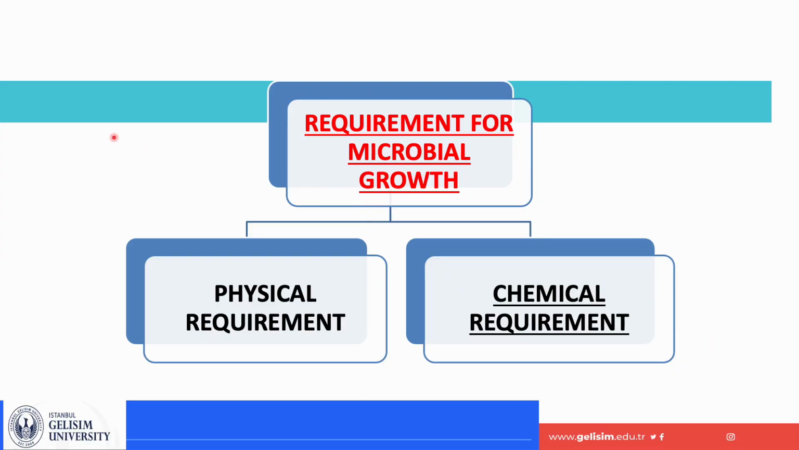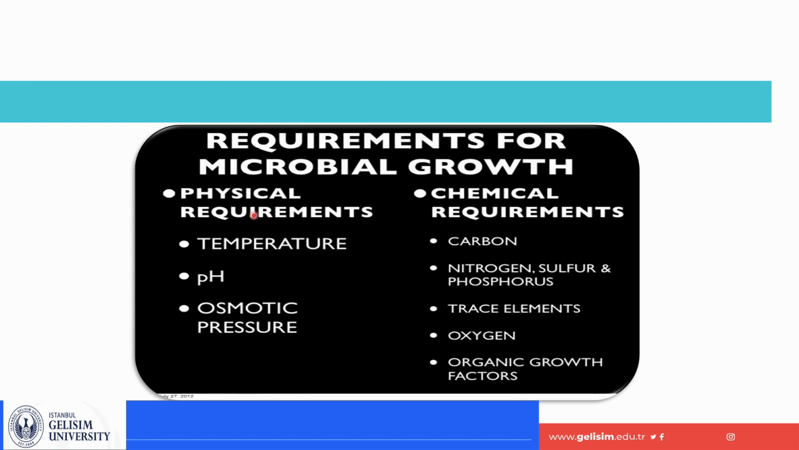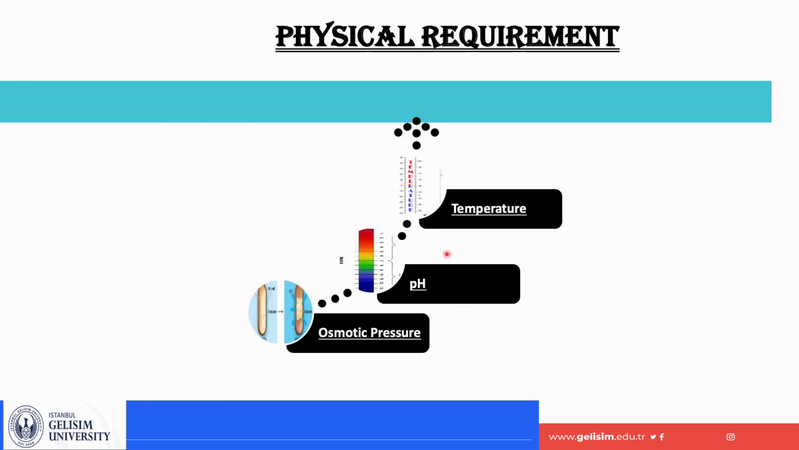So the requirements for microbial growth can be categorized into physical requirements and chemical requirements. The physical requirements include temperature, pH, and osmotic pressure, while the chemical requirements include carbon, nitrogen, sulfur, and phosphorus, trace elements, oxygen, and other organic growth factors. For the physical requirements, we'll be looking in detail at temperature, pH, as well as osmotic pressure.